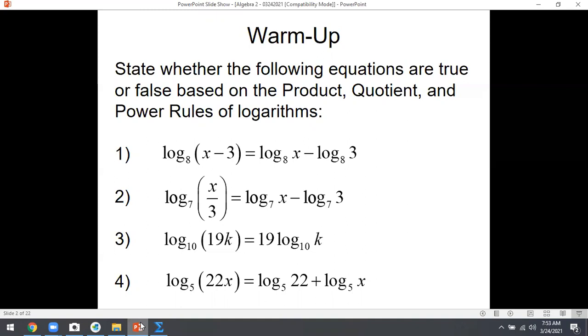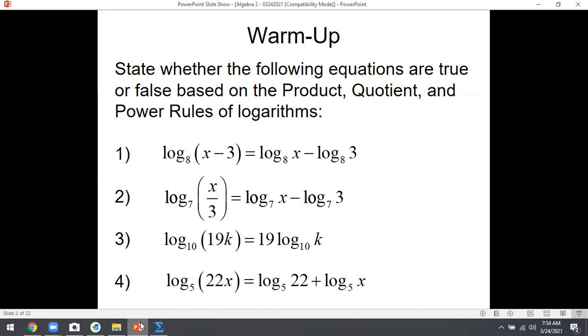Now, number 3, if you look at that, inside that log, they have two things multiplied together. By the product property, the only way you can break it up is the log of one of them plus the log of the other, which is not what they have. They don't have log of 19 plus log of k, do they? That's not going to fly. So no, you can't just put the 19 in front like that. That's not how it works. There's no law about that. So 3 is also a bunch of nonsense.